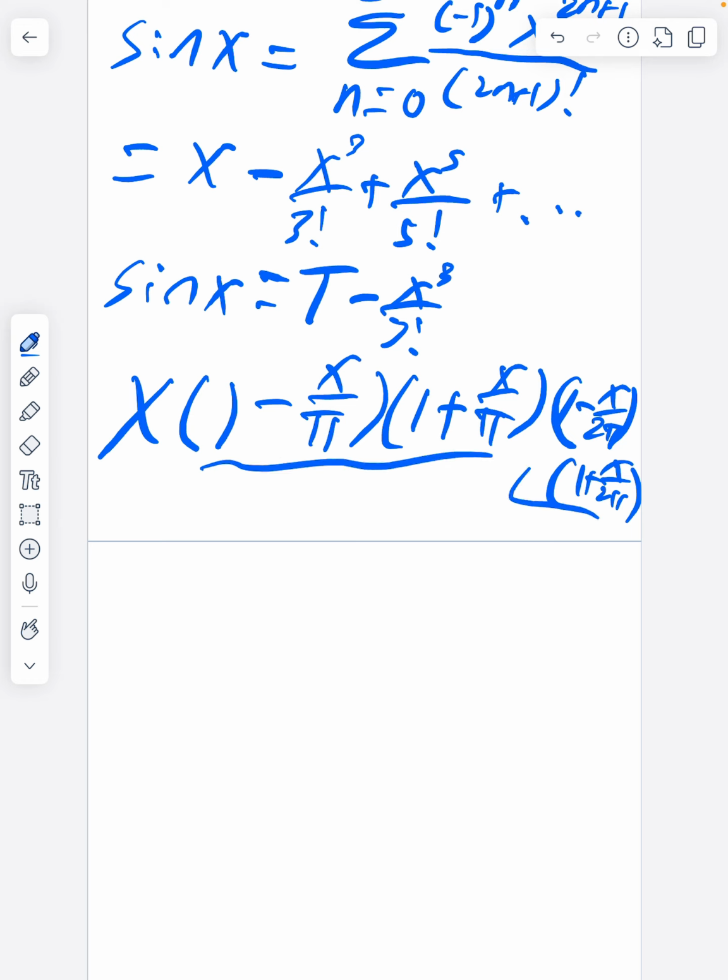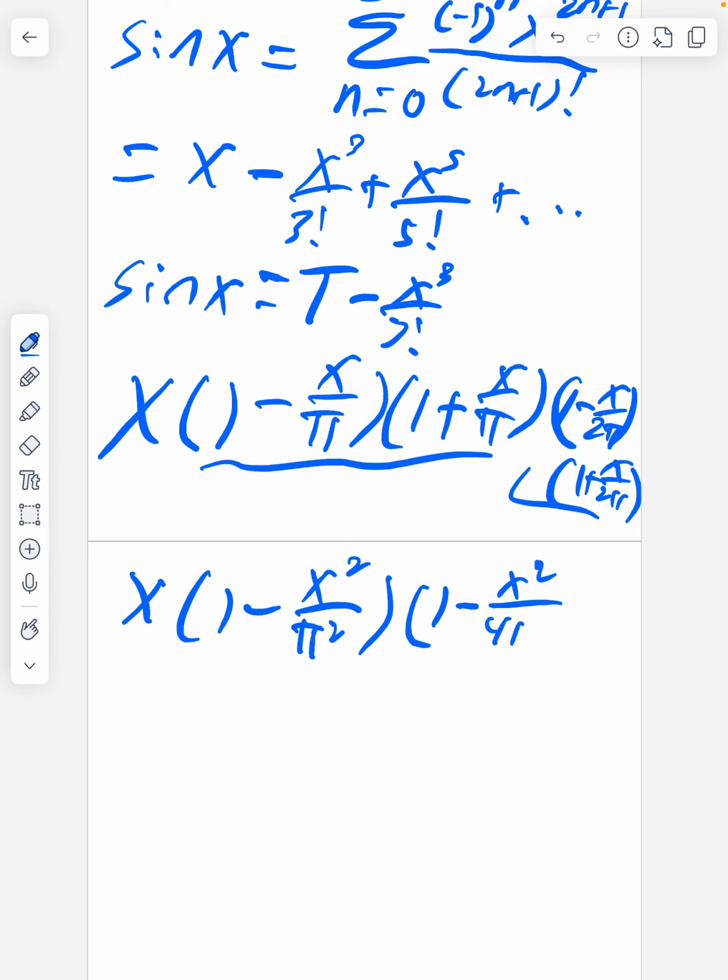Now, if we look closely, this is actually a difference of squares. So there's multiple differences of squares. That means that we can combine them, where we can treat this as a difference of squares. So we can really write this as x times 1 minus x squared over pi squared times 1 minus x squared over 4 pi squared, and so on. So now we have this infinite polynomial. If we just try to distribute against this infinite polynomial, we're going to have a linear term and then a cubic term, right?